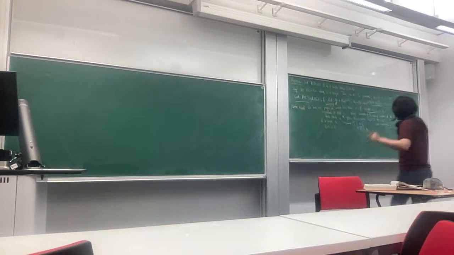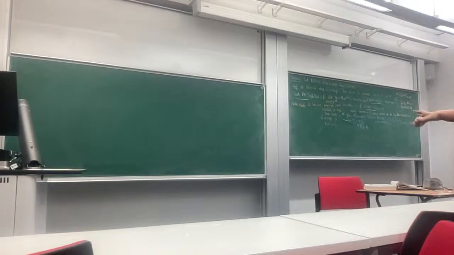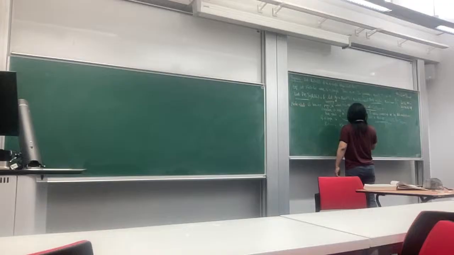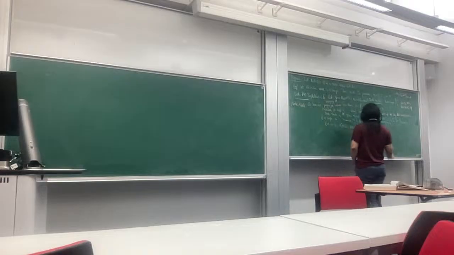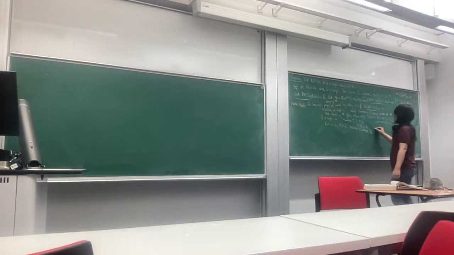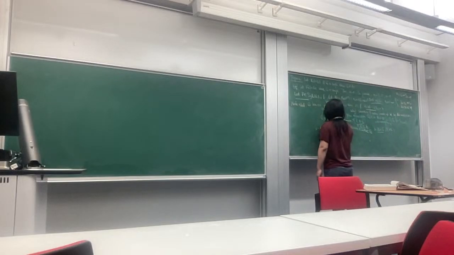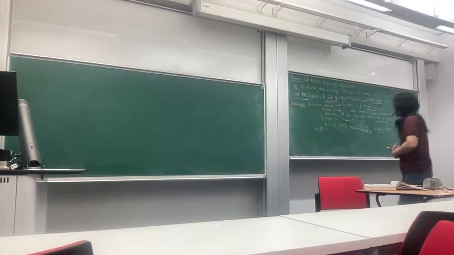Can K be G? No. Why? K is not equal to G because K is a subgroup of H, which is a proper subgroup of G. So K is a proper subgroup of G, so K is not equal to G. So K is forced to be 1.